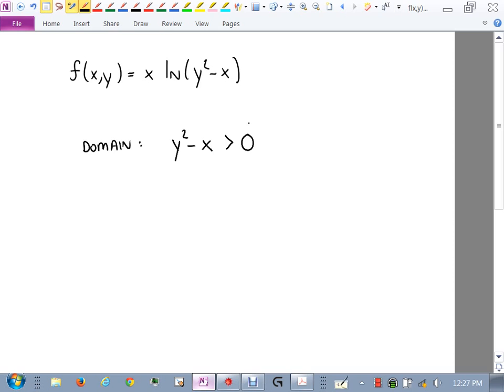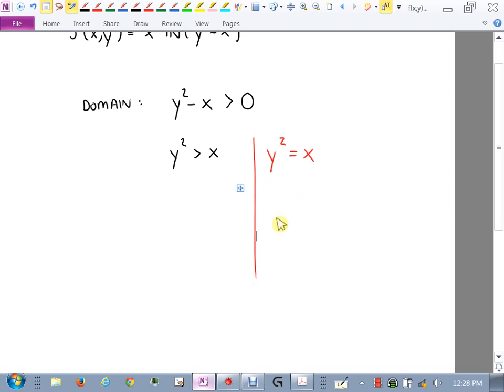Now this is an inequality again, right? But it is a quadratic inequality as opposed to a linear inequality. So we have to be a little careful with quadratic inequalities. What I'll do is move the x over to the other side. And then next to it, let me rewrite it as an equal instead. Now let's just talk about this for a second. What is the graph of y squared equals x look like? Parabola to the side, opening up to the right, correct? Like this.